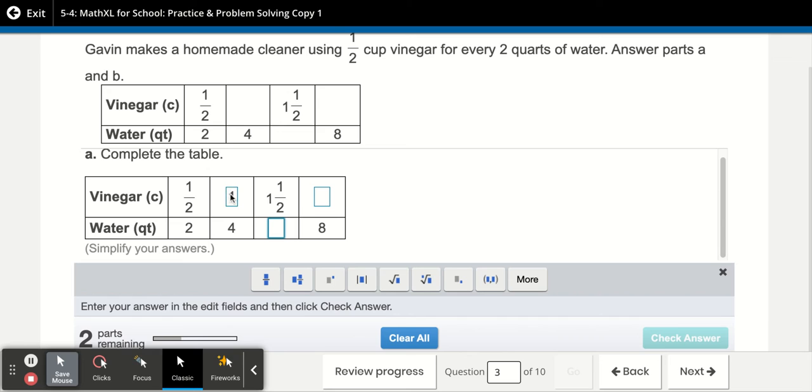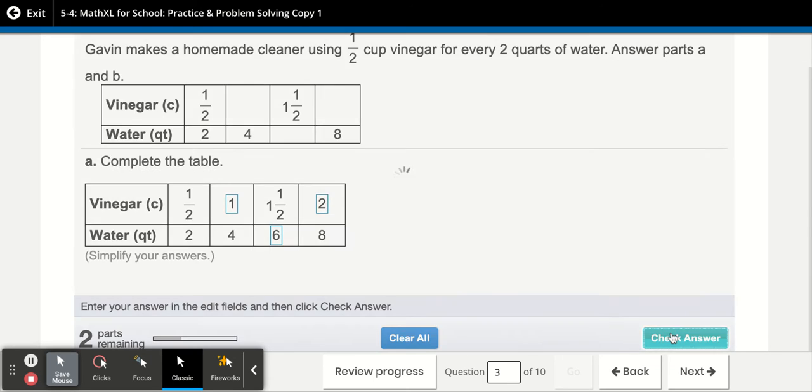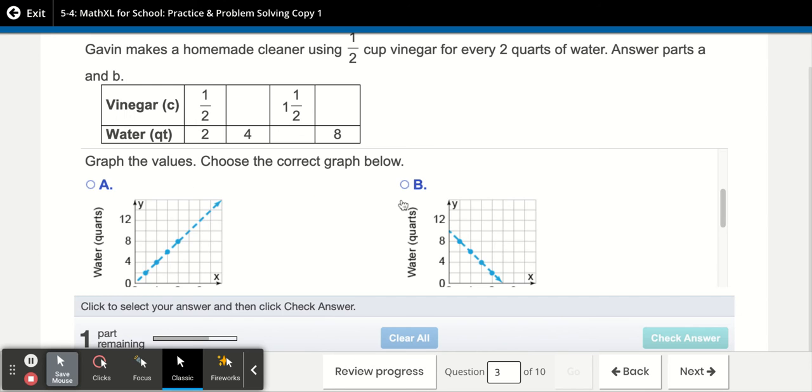And then we're adding a ½ cup of vinegar. So we add a ½ cup again. So that means we just add 2 more quarts of water. 2 plus 4 is 6. So we have 6 quarts of water. And then again, we're increasing by 2. So we're just going to add another ½ up there. And 1½ plus half is 2 cups of vinegar for 8 quarts of water. So we've completed the table.